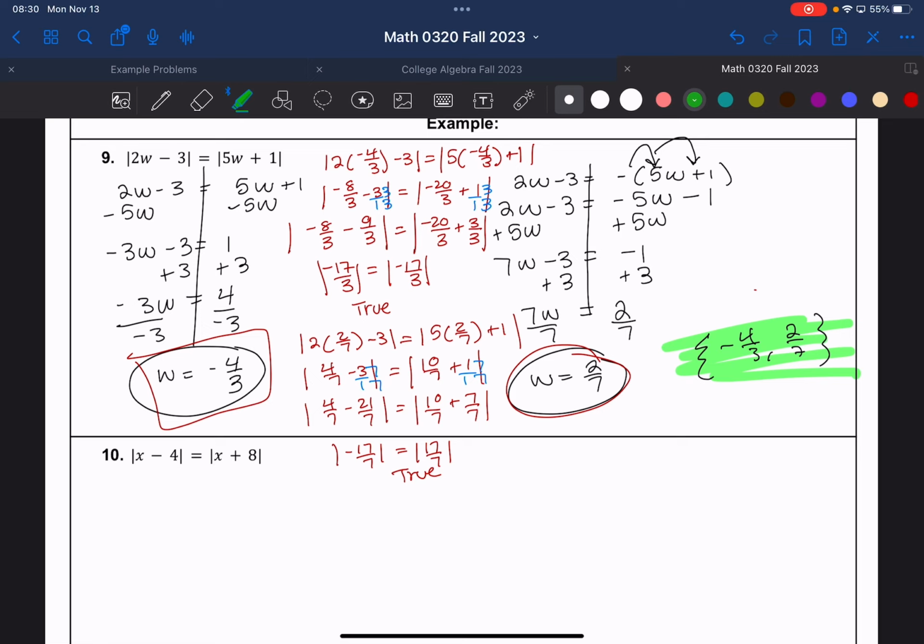So the thing that takes the longest here, I feel like, is just plugging everything back in to check.